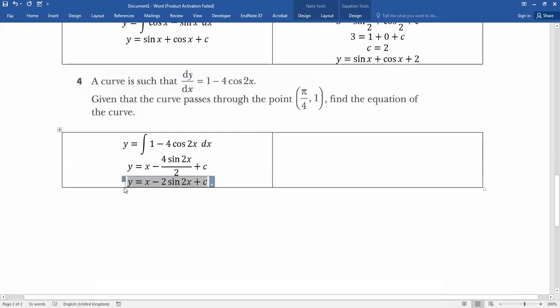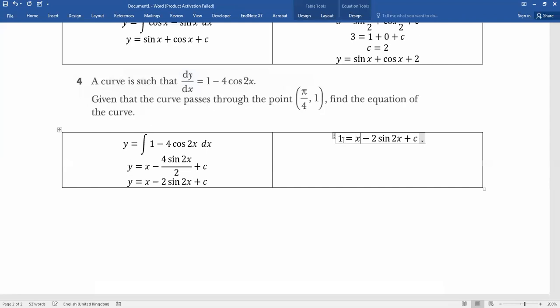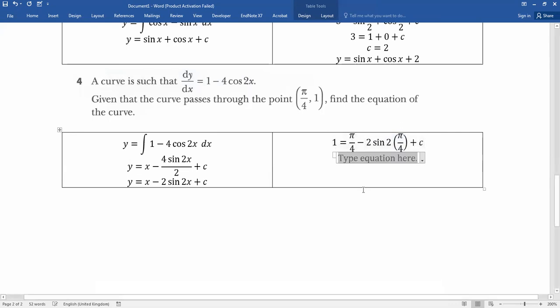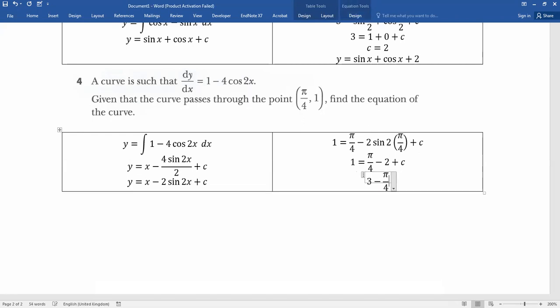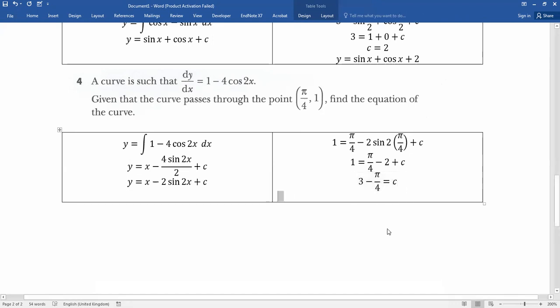Now, in order to figure out c, we plug in the value of pi over 4 and 1. So in place of y, 1, in place of x, pi over 4. And do not try to put the entire value at once in the calculator. Do the trig bit and the non-trig part separately. Now sine pi by 2 is 1, so you'll get this as -2. So -2 comes over here, and 3 minus pi by 4 is the value of c. This is the exact value of c.